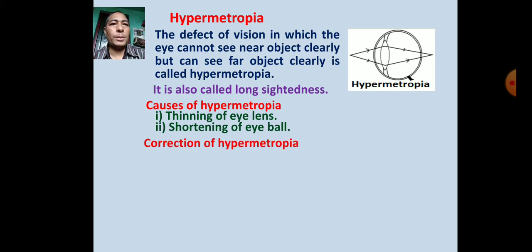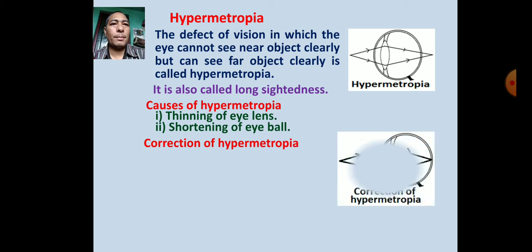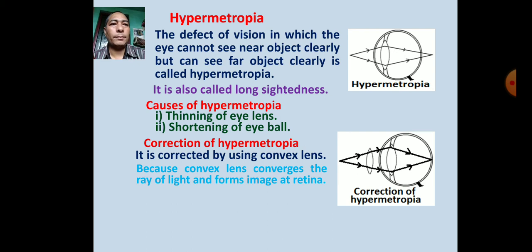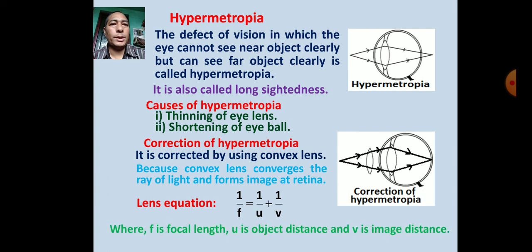Correction of hypermetropia. It is corrected by using convex lens because convex lens converges the ray of light and forms image at retina. Lens equation. 1 upon f equals 1 upon u plus 1 upon v, where f is focal length, u is object distance, and v is image distance.